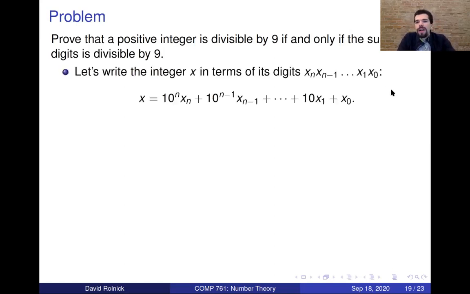So let's start out by writing the integer x in terms of its digits. We know that x can be written as, this is just the representation of x in base 10, 10 to the n times the nth digit plus 10 to the n minus 1 times the n minus first digit, and so on all the way down to the 0th digit. Great.